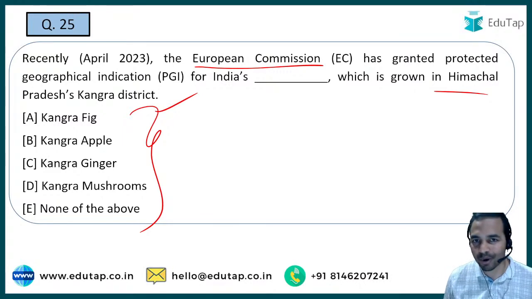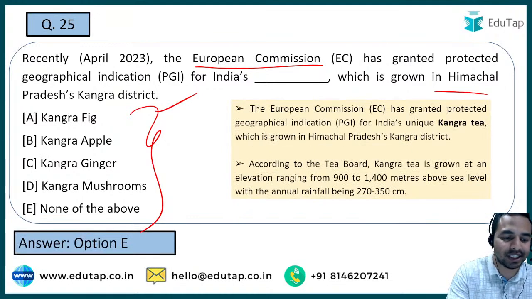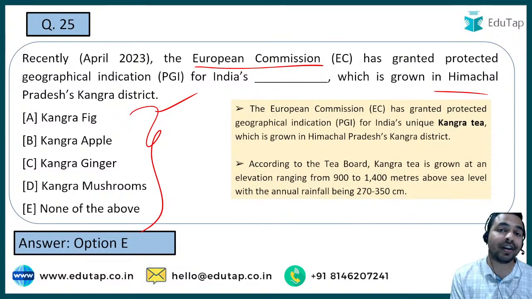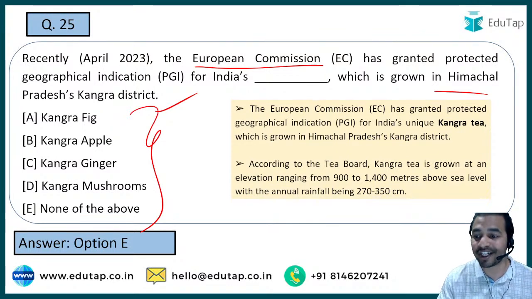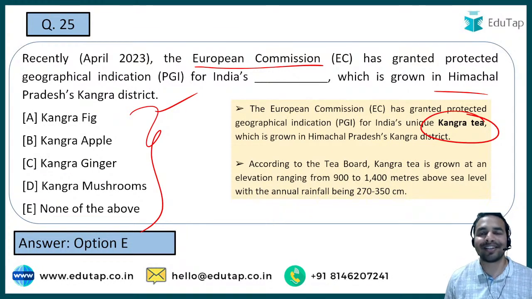And now guys, when I talk about the right answer to this question, it is option E, that is none of the above, because when I talk about that particular part for which India has been granted, this European Commission is granted protected geographical indication, it is for the Kangra Tea. That is the right answer to this question.